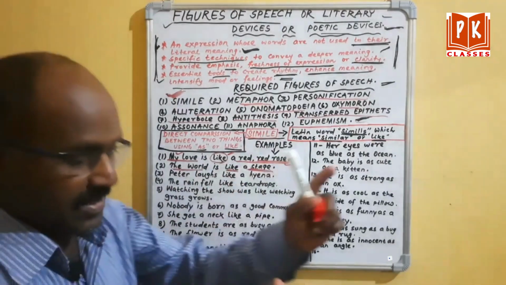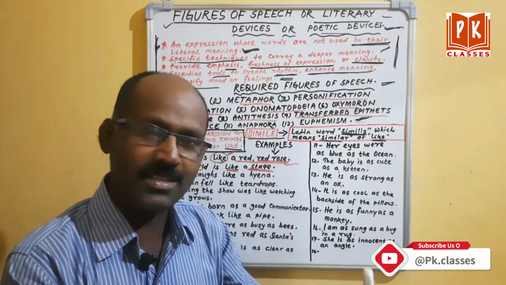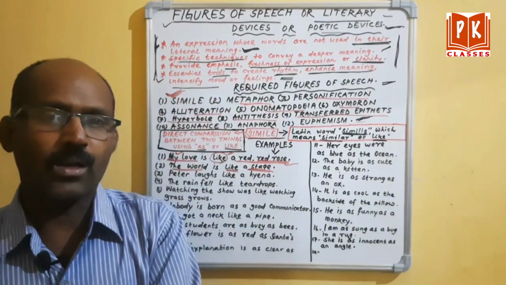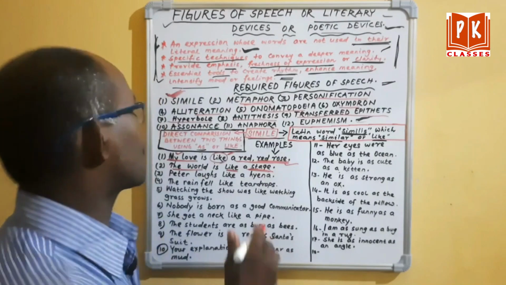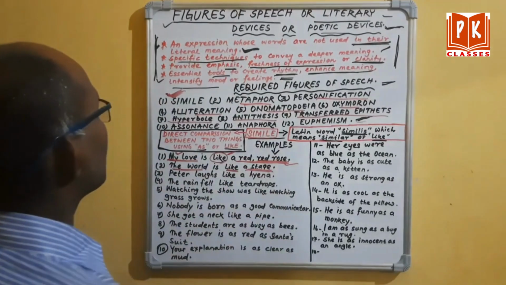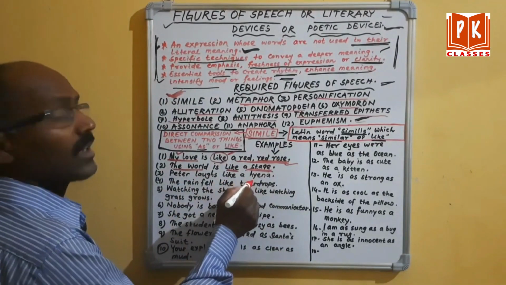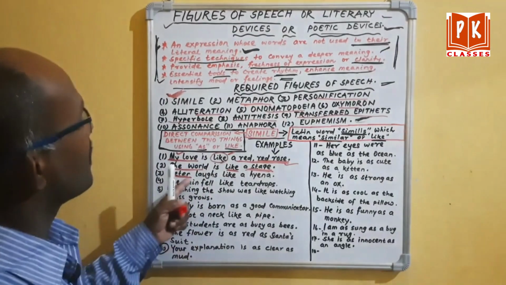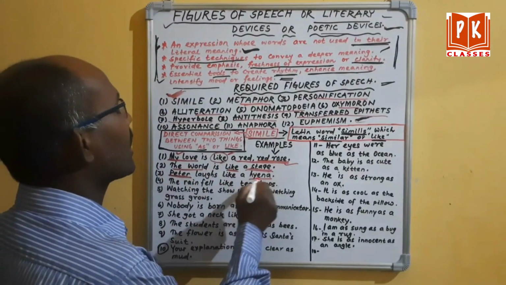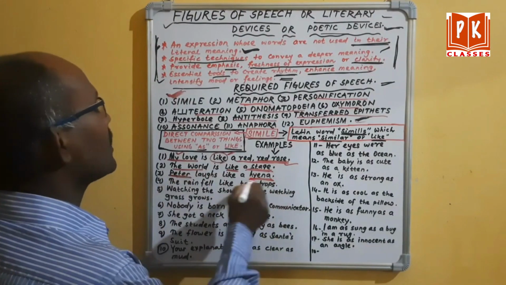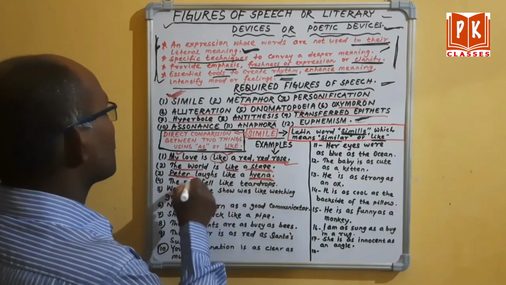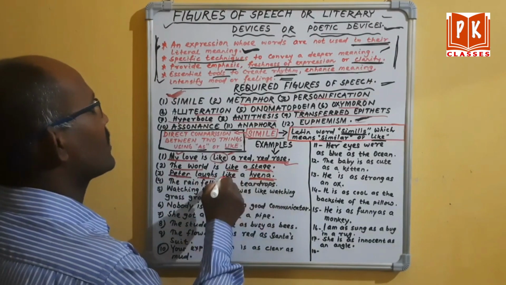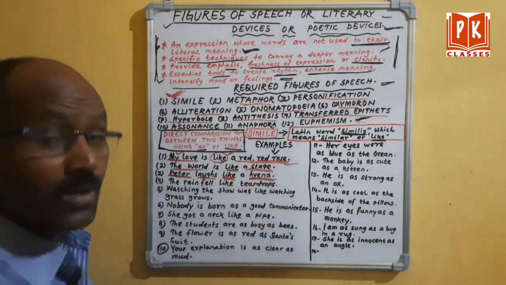Have you seen a stage? If we think about the stage and you think about the world, the world is compared with the stage. So it is also a simile. Then, Peter laughs like a hyena. Is Peter a boy or a girl? You can say Peter is a boy. Peter laughs. How? Like a hyena. That means here Peter is compared with a hyena. Peter's laugh is compared with a hyena's laugh. That means "like" is used. So it is also a simile.